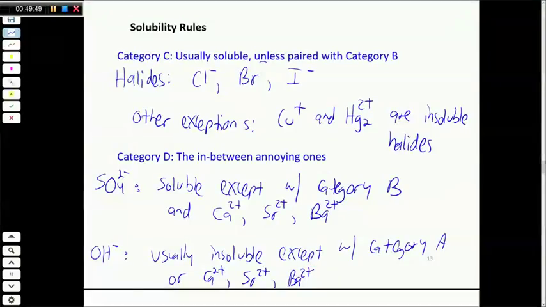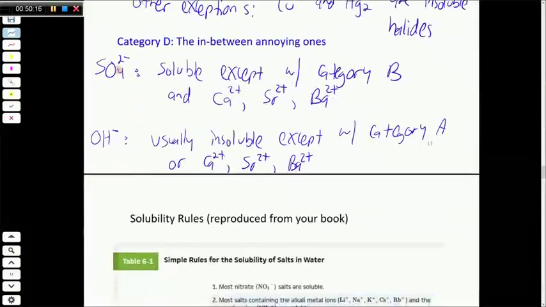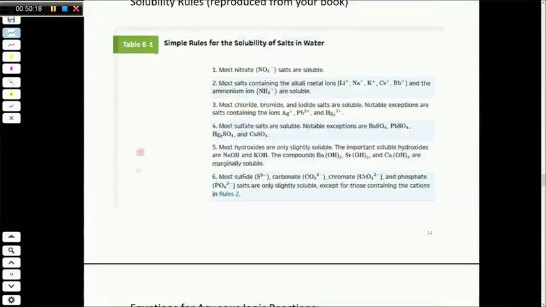Right, so they're kind of similar in some sense, but they have obviously the opposite exceptions. SO4 2- is usually soluble except with calcium, strontium, barium. OH- is usually insoluble except with calcium, strontium, barium. So they're kind of the same exceptions, but they work in opposite directions. So that's kind of how I like to think about the solubility rules, and learning them in this sort of hierarchical fashion I think will be very helpful to many of you and get you through a lot of these problems easier. Here's the full list of rules reproduced for you.